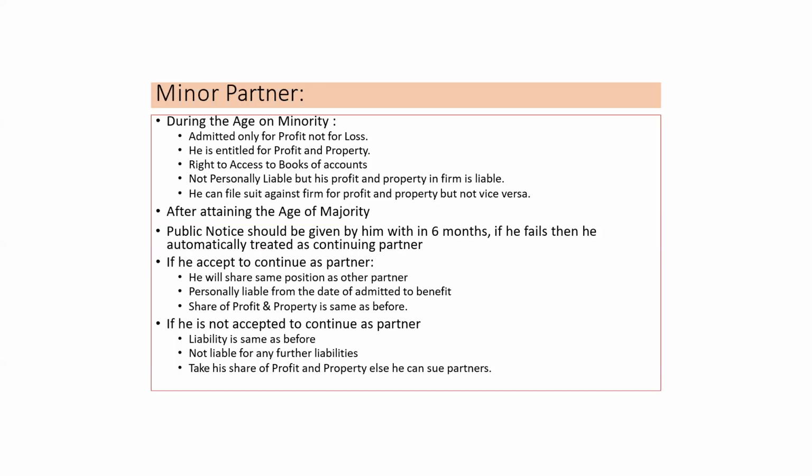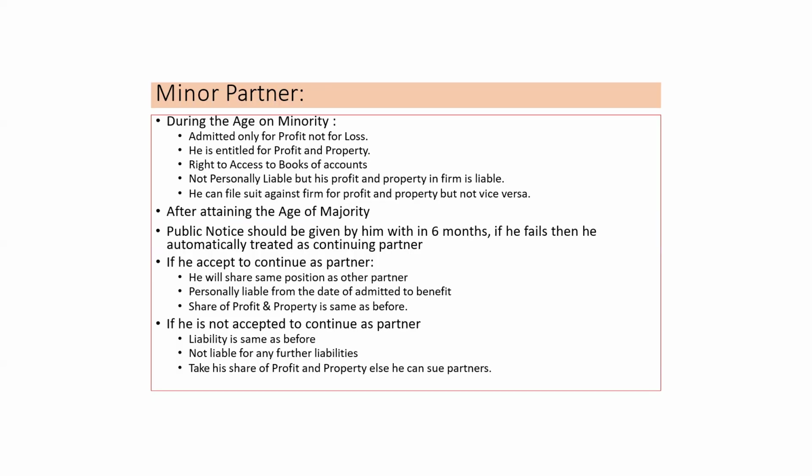Minor partner. During the age of minority, he may be admitted only for profits, not for losses. He is entitled to profit and property of the firm. He has the right to access the books of the firm. He is not personally liable, but his profit and property in the firm is liable. He can file suit against the firm for profit and property, but not vice versa. The firm cannot file suit, but he can file suit against the firm for profit and property.